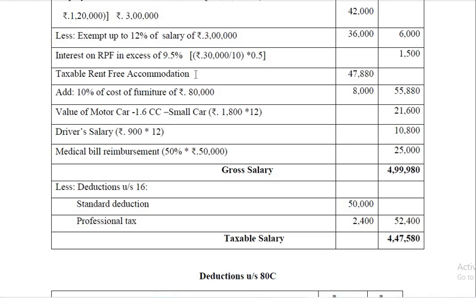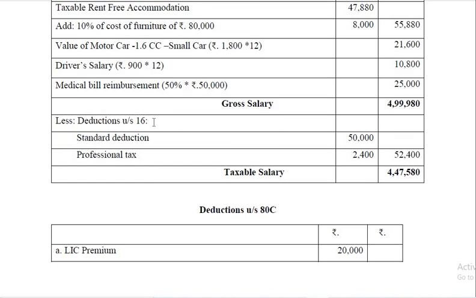Value of motor car, small car, therefore 1,800 into 12, that is 21,600. Driver's salary 900 into 12, so 10,800. Medical bill reimbursement: the employer reimbursed 50%, so that is 25,000, fully taxable. Earlier, if the treatment was in a private hospital, it would have been exempt up to 15,000, but that exemption is withdrawn. If you add up all these things, that comes to 4,99,980.